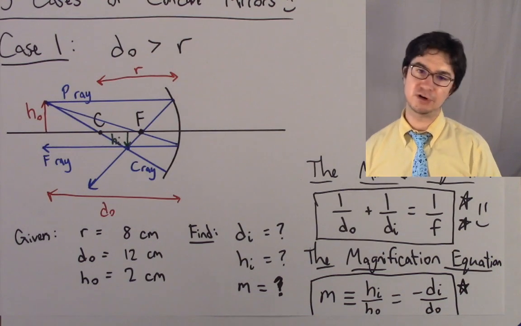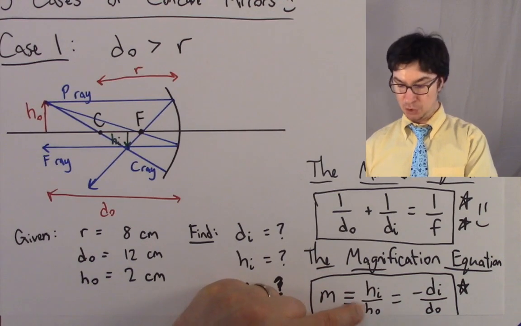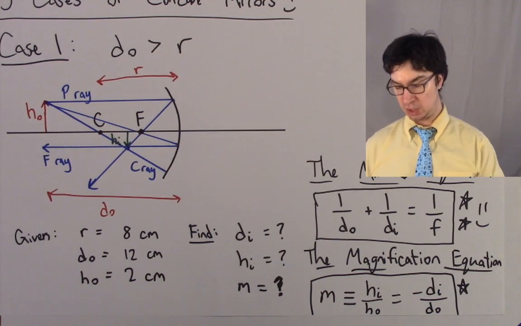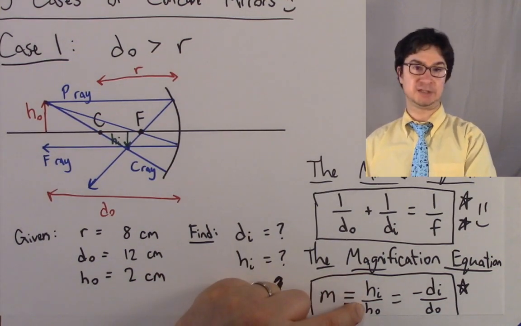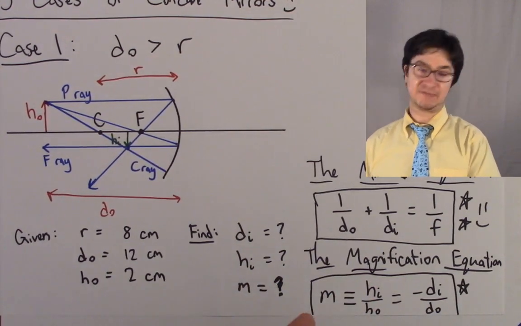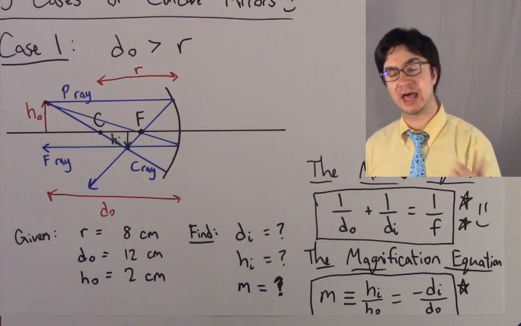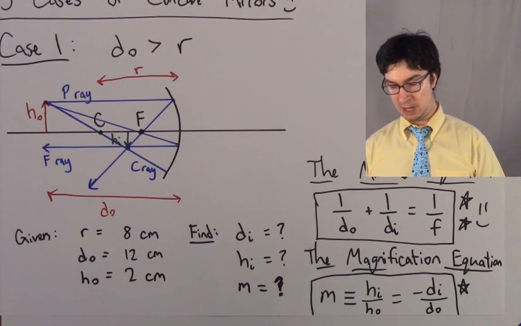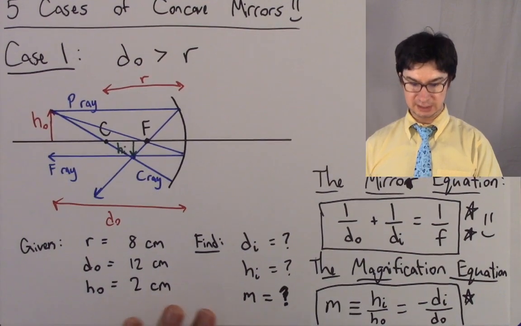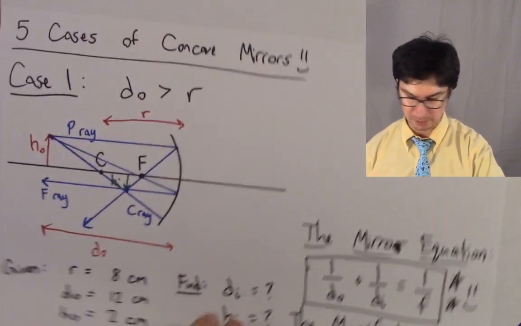Now the magnification is very, very intuitive. So for example, if the image height were double the object height, we would say 2 over 1, the ratio is 2, right? We would say the magnification is 2. If the image height were 8 times as big as the object height, we would say the ratio 8 to 1 is 8, so the magnification is 8. Magnification can also be a fraction. So if the magnification was 1/2, we would say that the image is 1/2 the size of the object. So the magnification is very, very intuitive. All right, let's use the mirror equation and the magnification equation to solve this problem.